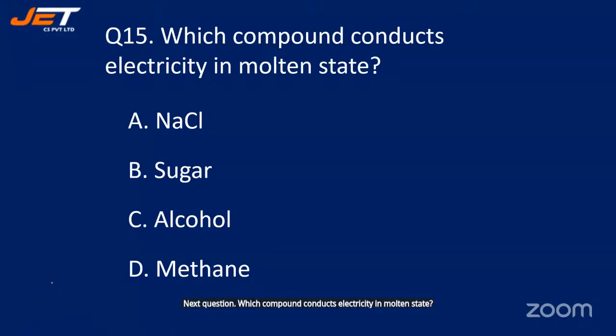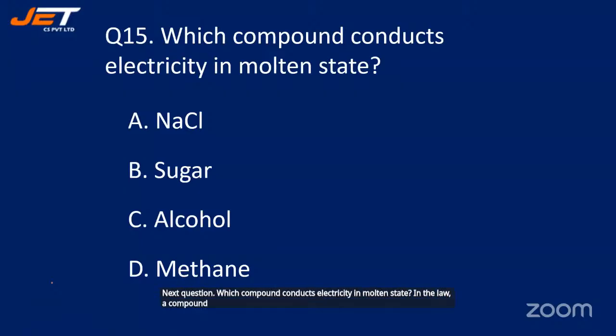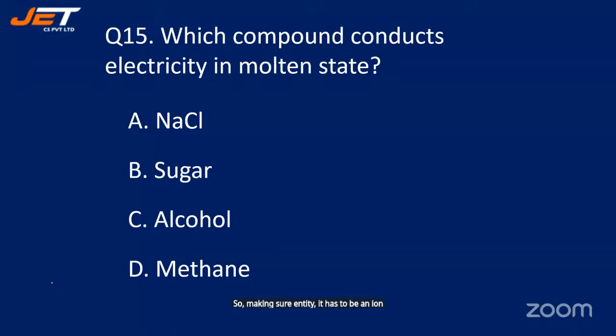Which compound conducts electricity in molten state? ఇందులో ఏ కాంపౌండ్ ఎలక్ట్రిసిటీని కండక్ట్ చేస్తుంది, అది కూడా మోల్టెన్ స్టేట్లో? సో మీకు ఇచ్చే క్లూ ఏంటంటే ఇట్ హ్యాస్ టు బి అన్ అయోనిక్ కాంపౌండ్. సోడియం క్లోరైడ్, షుగర్, ఆల్కహాల్ అండ్ మీథేన్. Now let us see who will answer this question well.